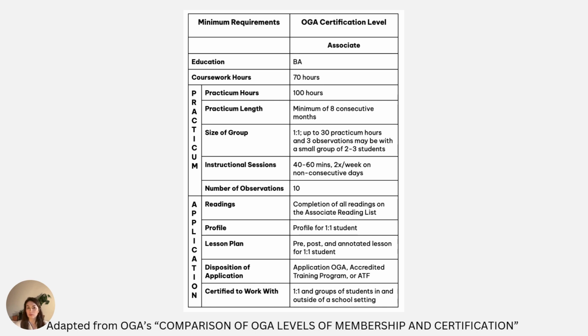So I am going to go through the different parts of these requirements. This is from the Orton-Gillingham Academy's requirements for associate level training. At the top, you'll see that the minimum requirement for education, once you get to applying for certification, is that the OGA requires you have at least a bachelor's degree in order to be eligible for this level of certification. Your bachelor's can be in any area. It doesn't have to be in something education related.